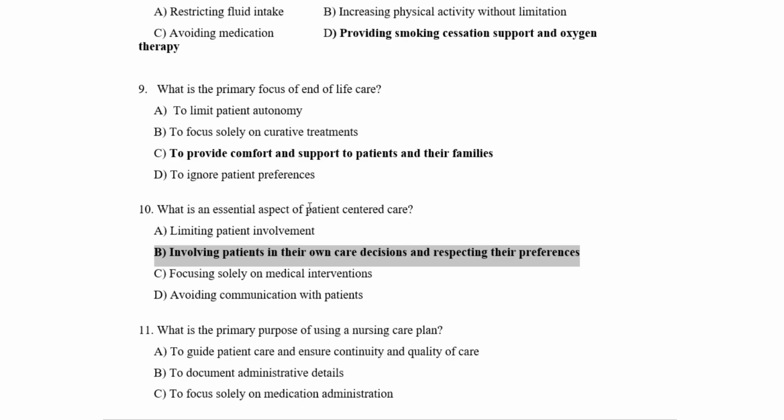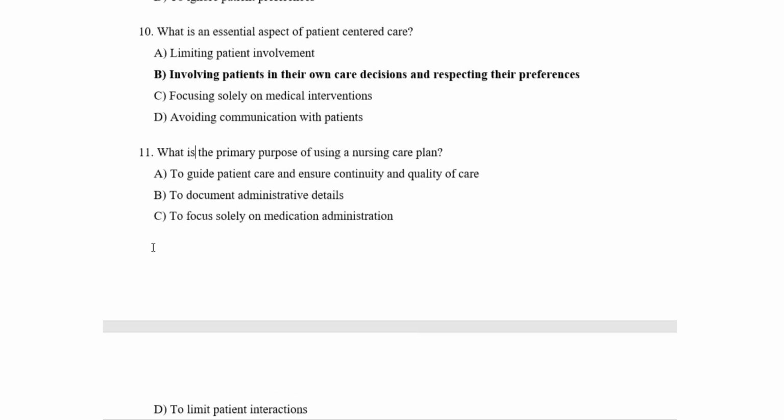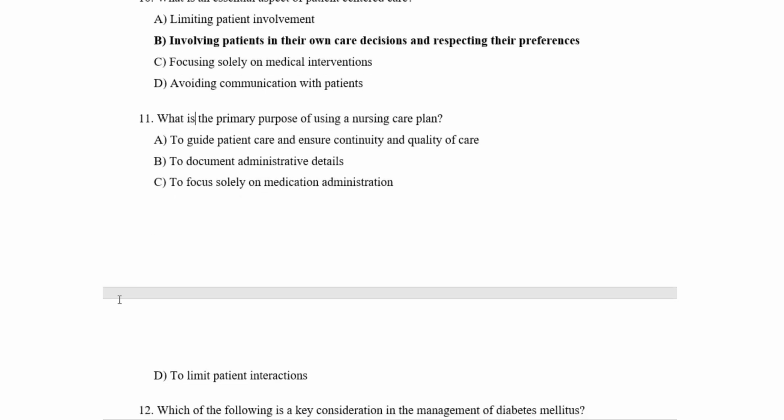Well, त्यसै गरी हामी क्वेशन नम्बर 11 मा हेरौँ त. What is the primary purpose of using a nursing care plan? Option A मा रहेछ, to guide patient care and ensure continuity and quality of care. Option B मा रहेछ, to document administrative details. Option C मा रहेछ, to focus solely on medication administration. Option D मा रहेछ, to limit patient interaction. यसको सही उत्तर हो option A, to guide patient care and ensure continuity and quality of care.